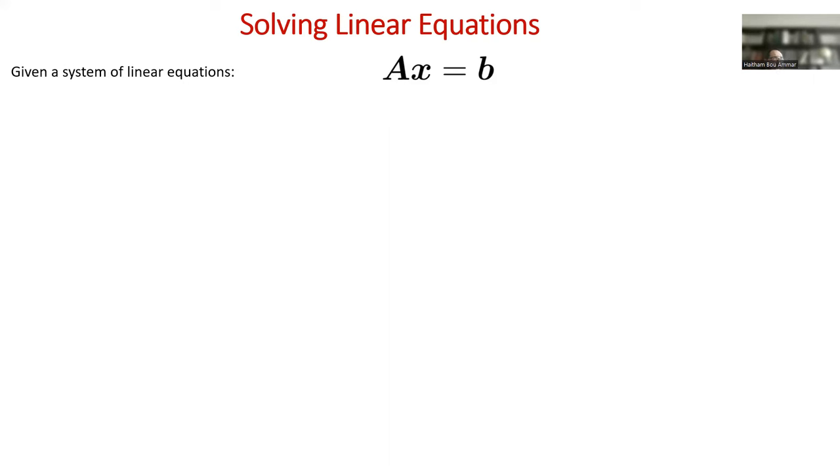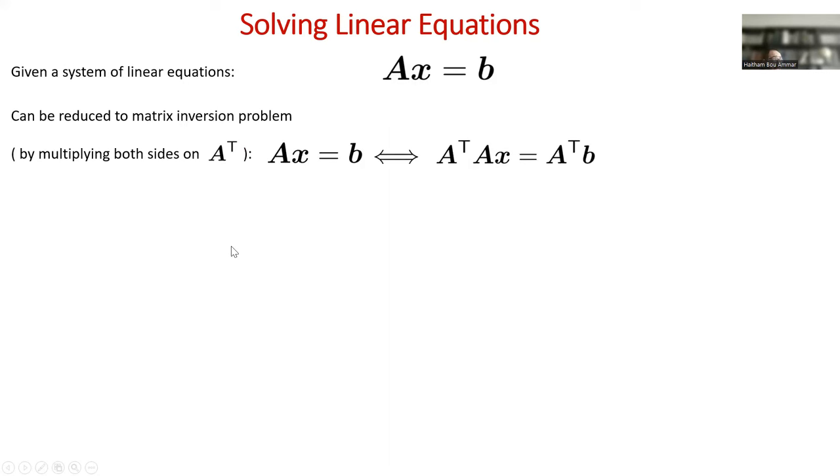So now, given a system of linear equations, AX equals B, the first thing I'm going to do is transform this somehow into a square-looking matrix. So what we're going to do first is multiply both sides of this equation by A transpose, right? So what I have here is A transpose AX equal to A transpose B.